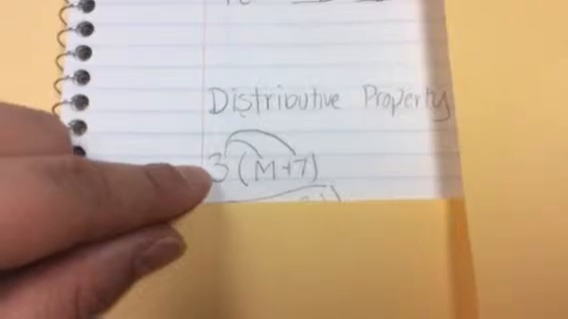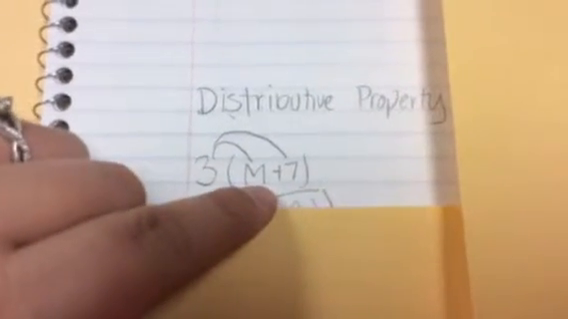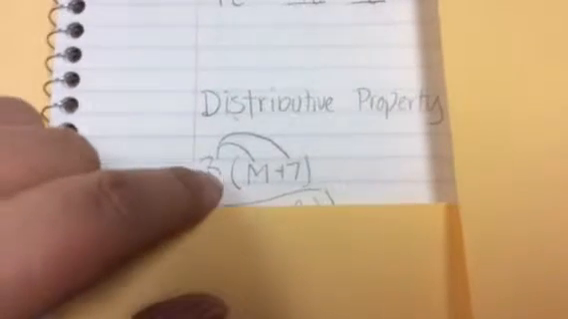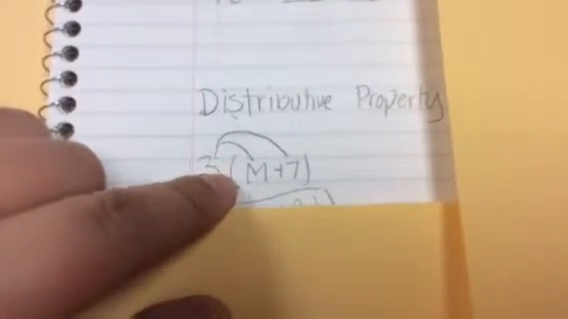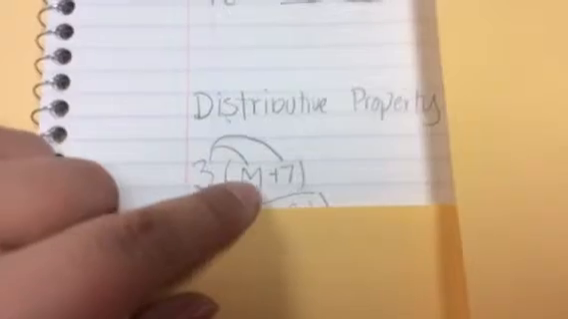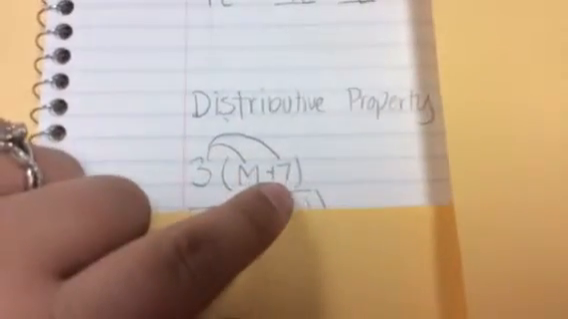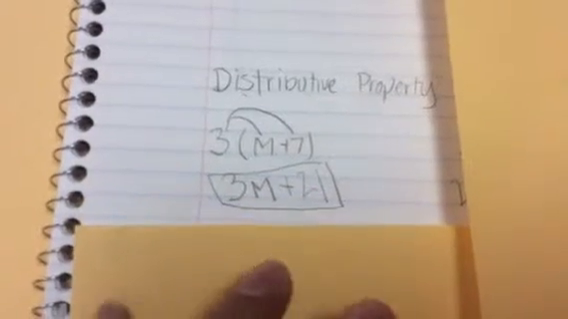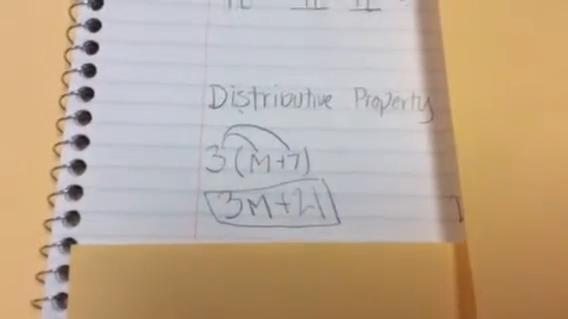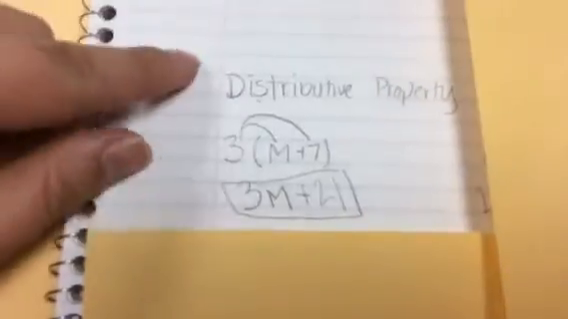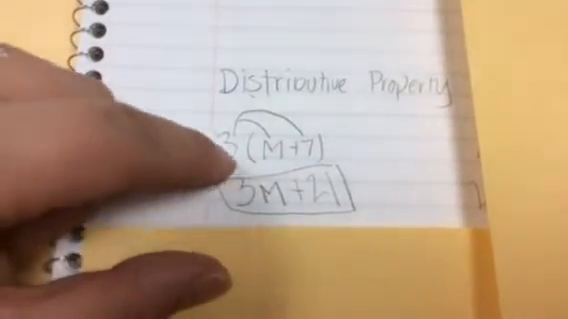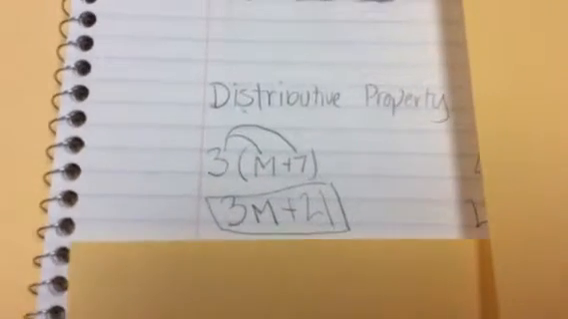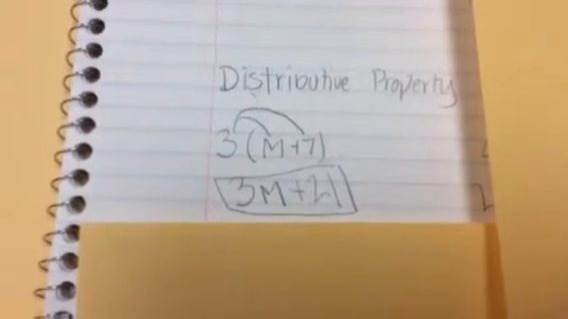I'm going to distribute my 3 into my parentheses where my m is and my 7. When you do this, the parentheses actually means multiplication. So I'm going to read this as 3 times m and 3 times 7. I'm going to keep my addition sign here. So I have a new problem, and it's going to be written as 3m + 21. You can see where I got my answers from. So 3 times m is 3m, and 3 times 7 is 21. So that's what the distributive property is.